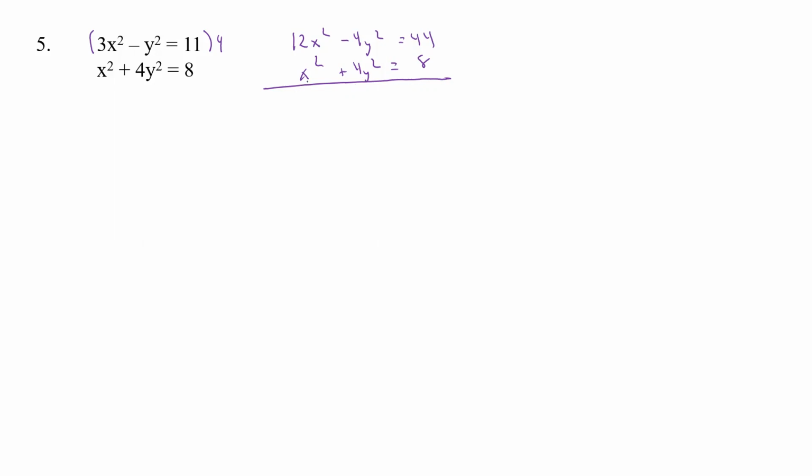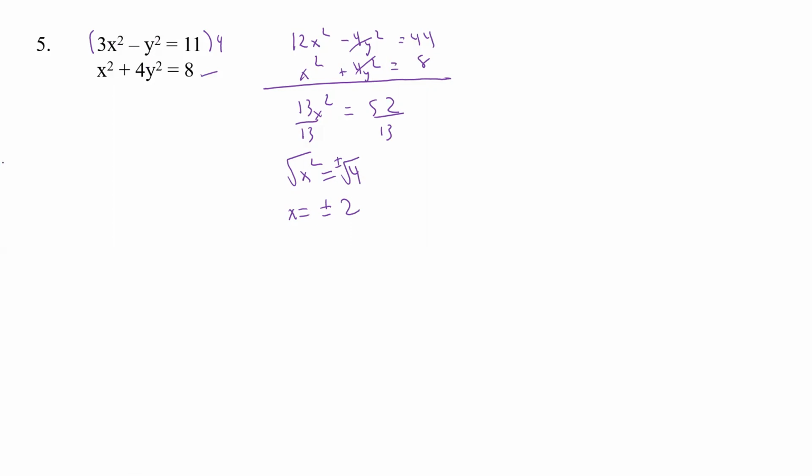And so basically I have 12 plus 1, I have 13x squared. Those are gone, is equal to 8, 9, 10, 11, 12, and that's going to be 52. Okay. So if I divide by 13, I get x squared equals 4. And so if I take the square root of both sides, x is going to be plus or minus 2. Okay. Well, with that one, now I have to plug back into one of the original equations. Again, it doesn't matter which one. Let's do the second one just because.